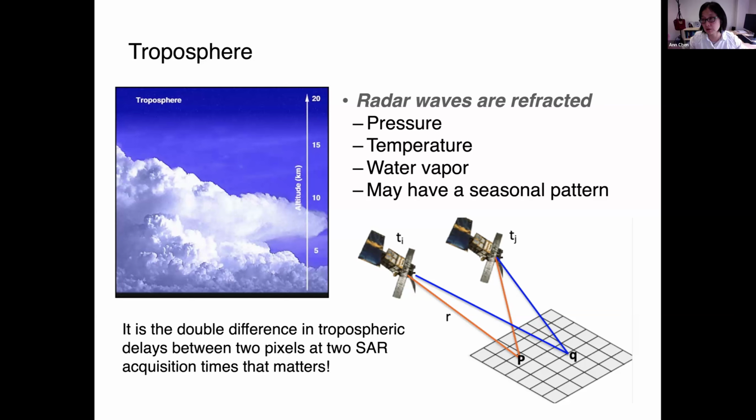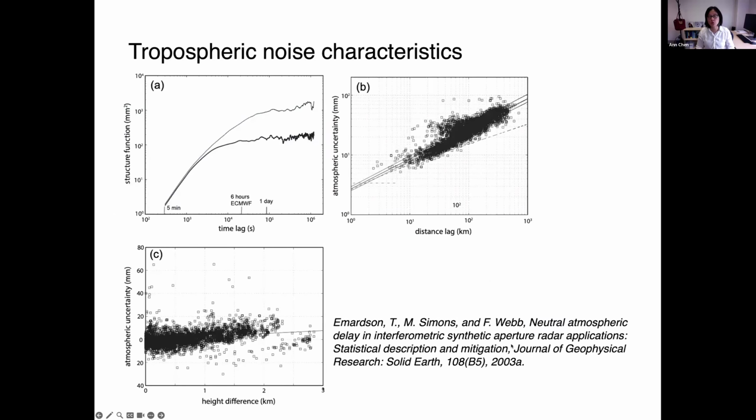But if you're working on a big Sentinel scene, with each image 250 kilometers by 250 kilometers, you can see the tropospheric delay at these further away pixels can be a lot more severe, right? That's why for larger scale analysis, you would anticipate a much larger residual noise in your solutions. So in order to mitigate them, I think it's very important to know the characteristics of the tropospheric noise.